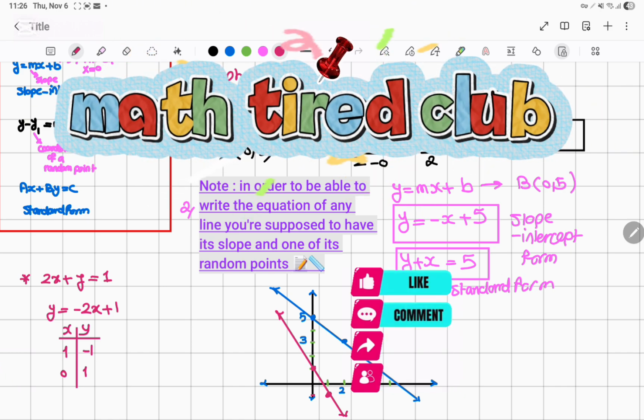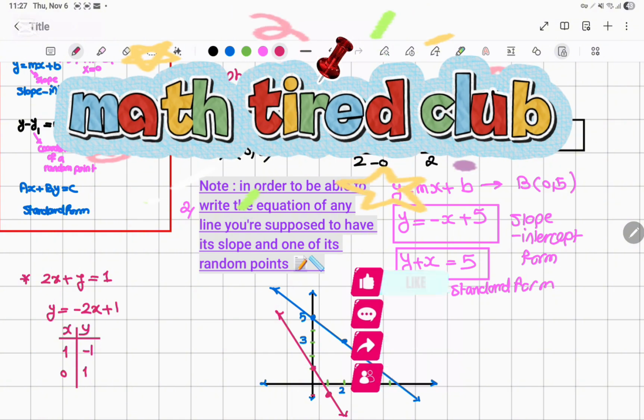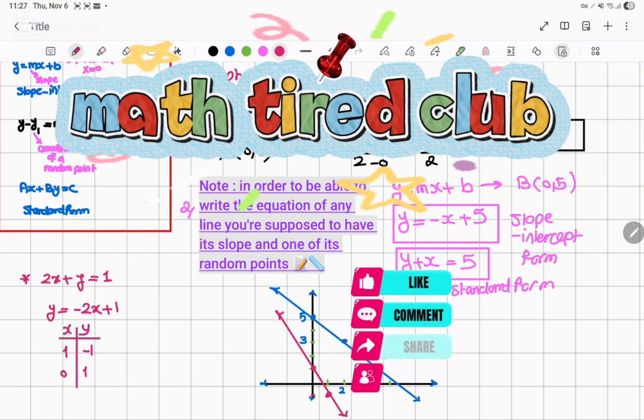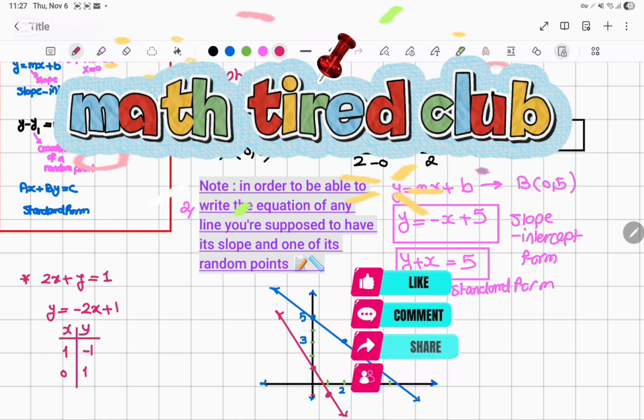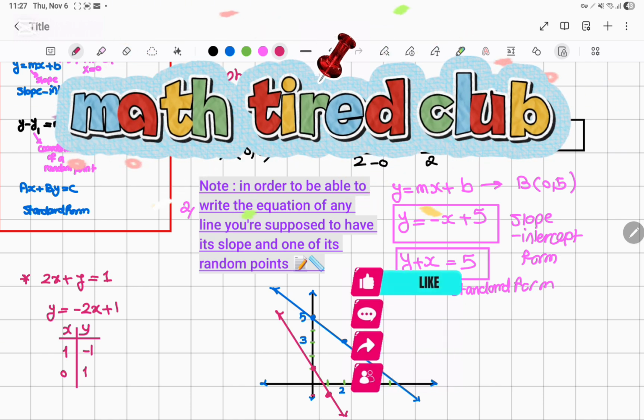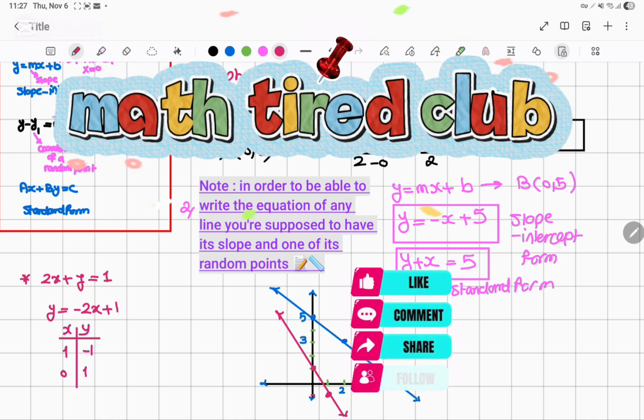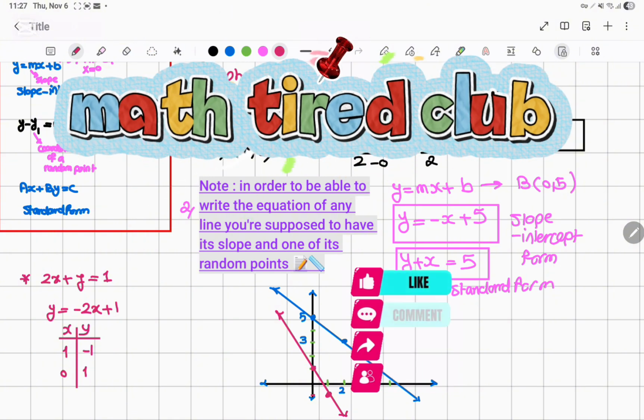In my next video, which is going to be the continuation of this one, we are going to talk about parallel and perpendicular lines, and we're going to work with that other point C, and I'm going to link it in the description box below.